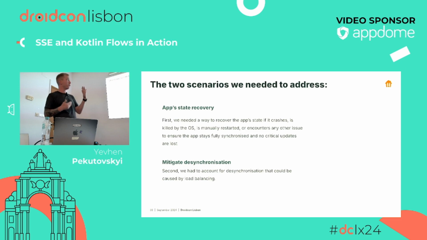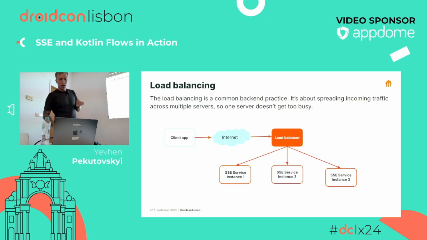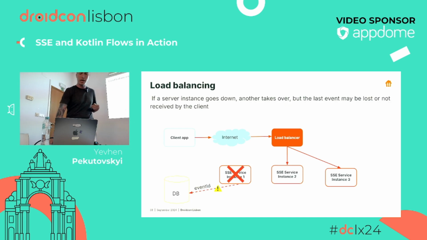Second, we had to account for desynchronization that could be caused by load balancing. Load balancing is a common backend practice. It's about spreading incoming traffic across multiple servers, so one server doesn't get too busy. Obviously, to balance the load, our SSE service uses more than one instance. When there's a change in driver status, such as a new order or a shift update, the corresponding record will be read from the database and re-emitted in an SSE event.